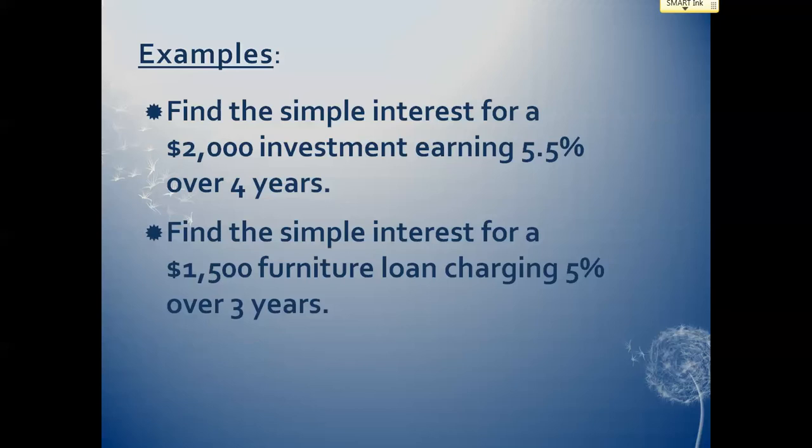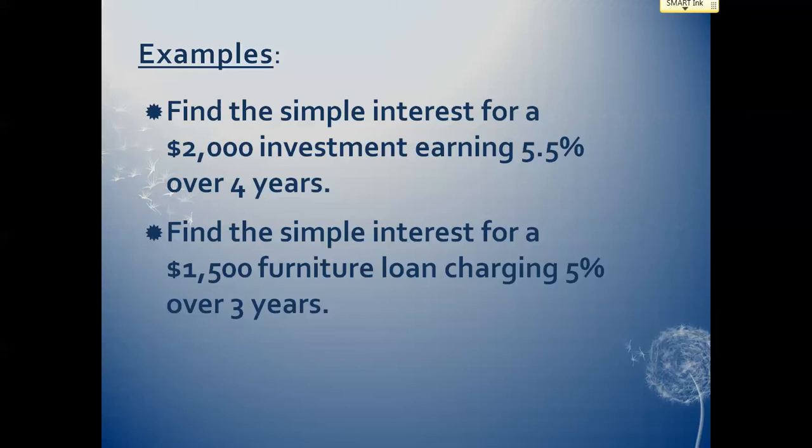Let's look at the loan one down here. Find the simple interest for the furniture loan that we're doing. We automatically know as soon as it says find the simple interest, the I is the part that we're missing, so the I stays the same. I equals PRT. What's the principal for this loan? $1,500. And what's the interest rate? It's 5%. Now we do not put 5 in for our rate.